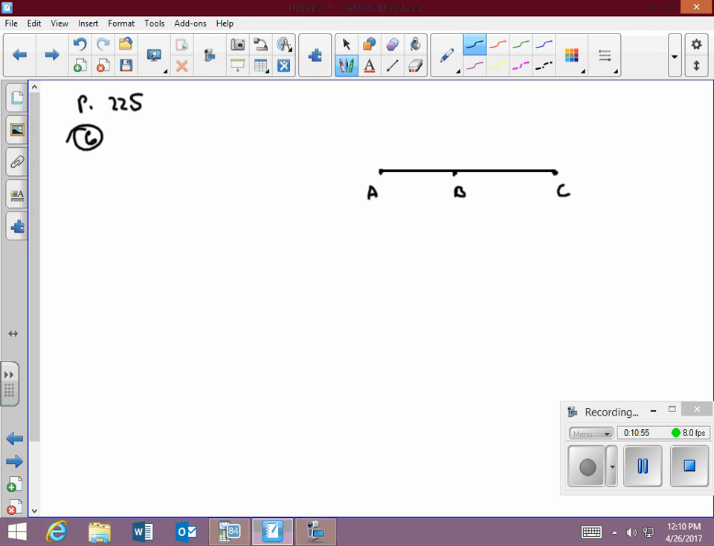So if you look at construction 6, that says construct a perpendicular bisector of a line segment. So what you can do is put the point of your compass at B and mark off so that these two lines are equal. So I'm going to establish point D and point E.